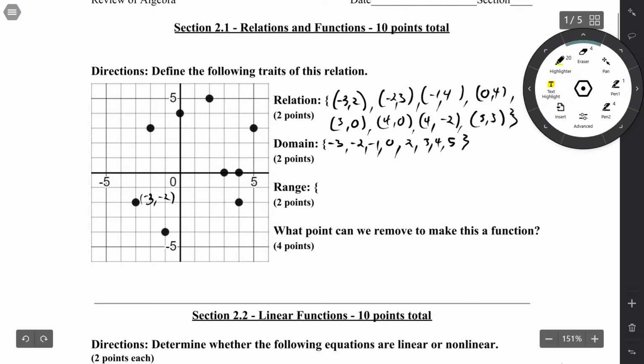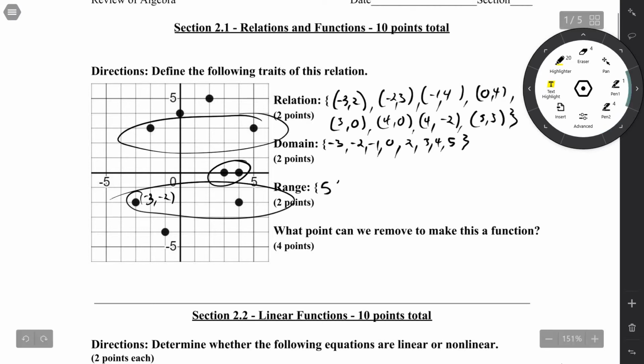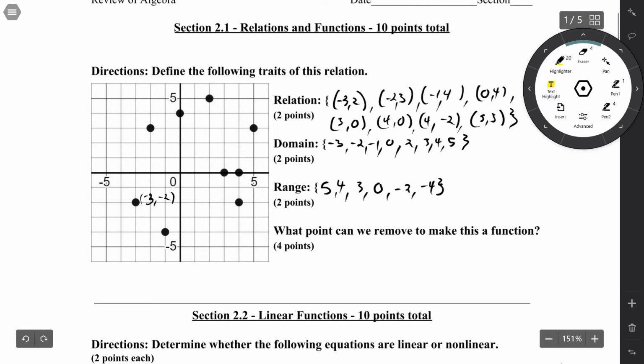Range for this is going to be all y values. So let's see, are there any duplicates? Yep, there's a duplicate here, there's a duplicate here, there's a duplicate here. So I'm just going to go top down. Let's see, we've got 5. Oh, that's the wrong one. There we go. 5, 4, 3, 0, -2, and -4. Okay, looks like everything there.